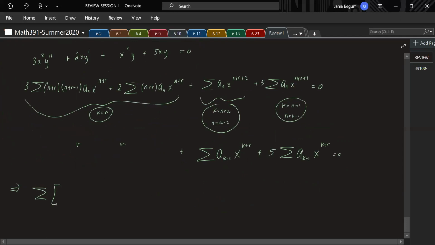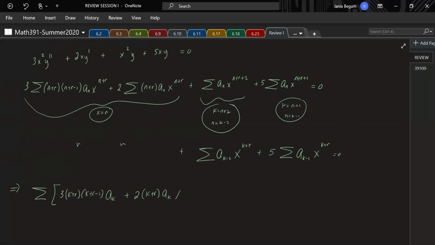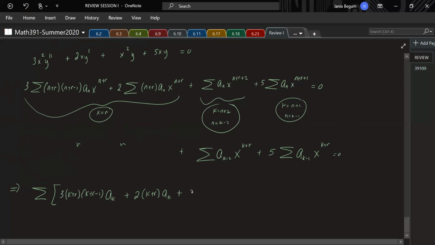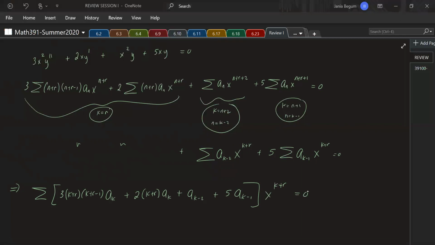So now we have the following. We have the sum. The first 2 summations, replacing all n with k, give 3(k+r)(k+r-1) a_k x^(k+r), factored out, plus 2(k+r) a_k x^(k+r). And the last 2, I have a_(k-2) plus 5 a_(k-1), everything times x^(k+r), equal to 0. Almost done. Now is the fun part where you set the coefficient equal to 0 and solve for the highest subscript. In this case, it's going to be this piece right here.